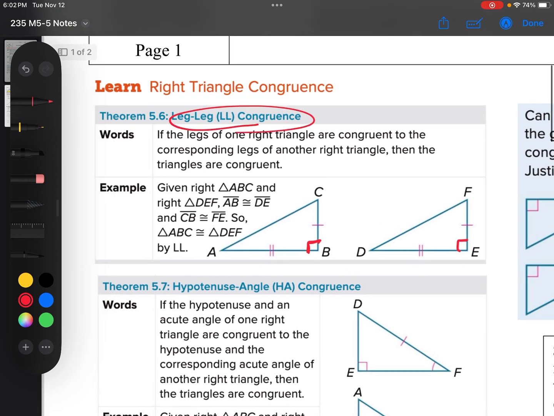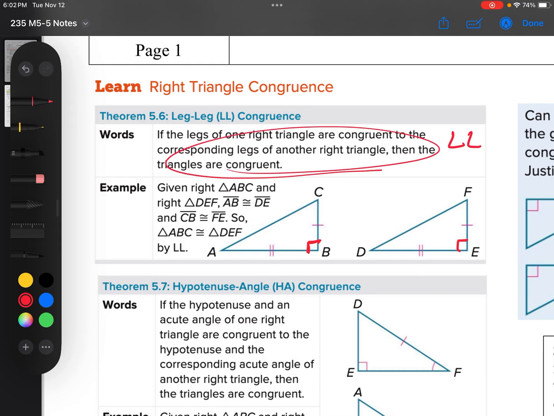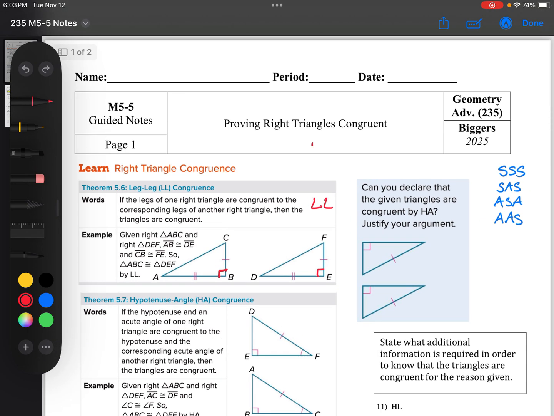The first one is LL, or leg-leg congruence. If the legs of one right triangle are congruent to the legs of the corresponding right triangle, then the triangles are congruent. So in this one, you can see that AB, the leg, is congruent to DE, the leg of that triangle. In a right triangle, you have some different pieces.